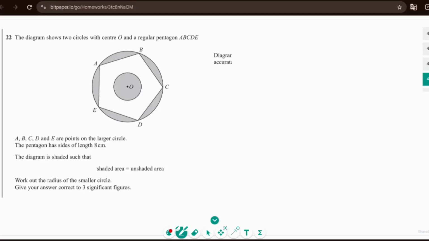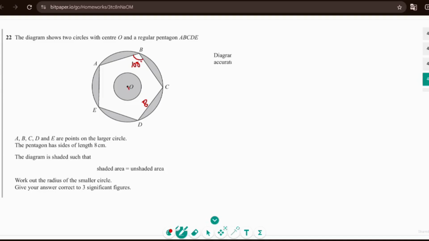So we've got a diagram here with a large circle, a smaller circle, and a regular pentagon ABCDE. I'm already thinking the interior angle of a regular pentagon is 108. Not sure if that's useful, but let me just put it in. ABCD are pointing to the large circle. The pentagon has sides of length 8. The diagram is shaded such that the shaded area is equal to the unshaded area. Work out the radius of the smaller circle.